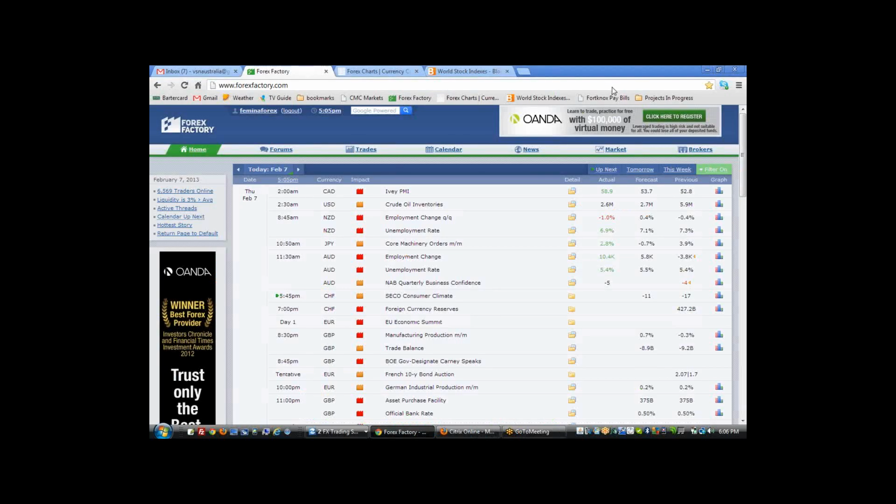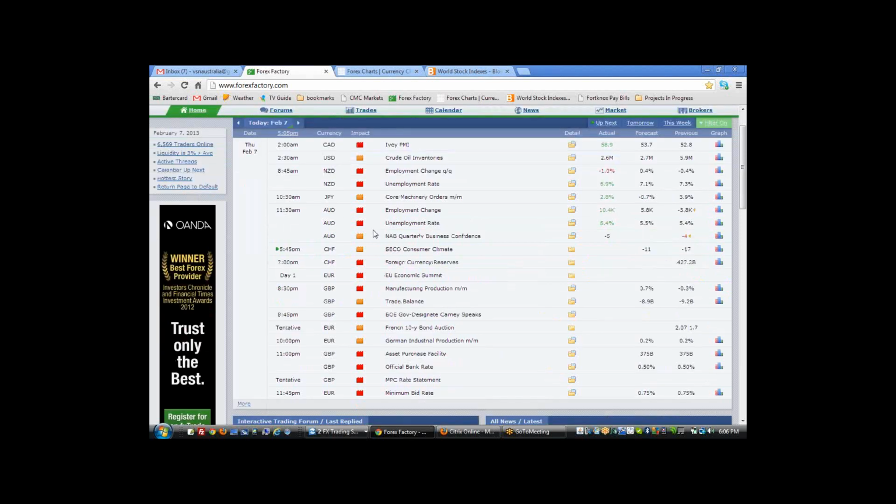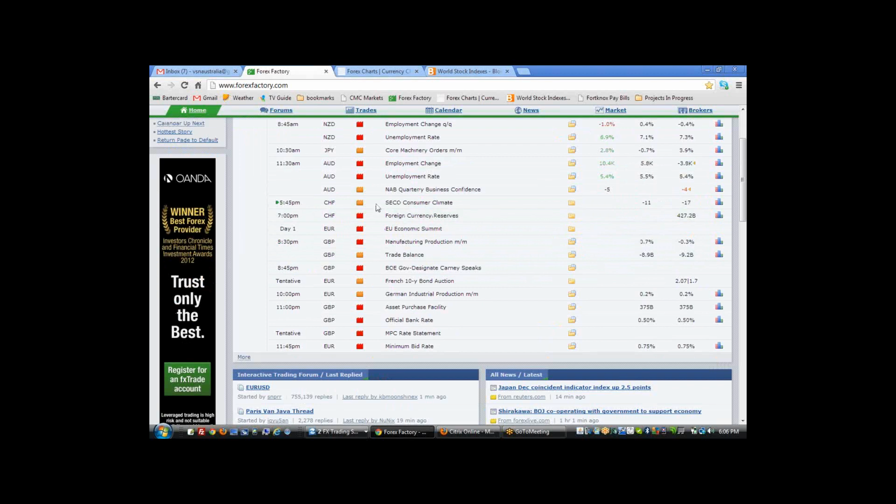Can you guys see my screen? Yes, I can. Okay, cool. Let's start off with the major reports today. Earlier we saw the major report on New Zealand and also the Aussie, so they're quite good reports there. Later on today we will see Swiss on the major report for the SECO consumer climate, and then foreign currency reserves, which is a major one as well, at 7 o'clock my time.